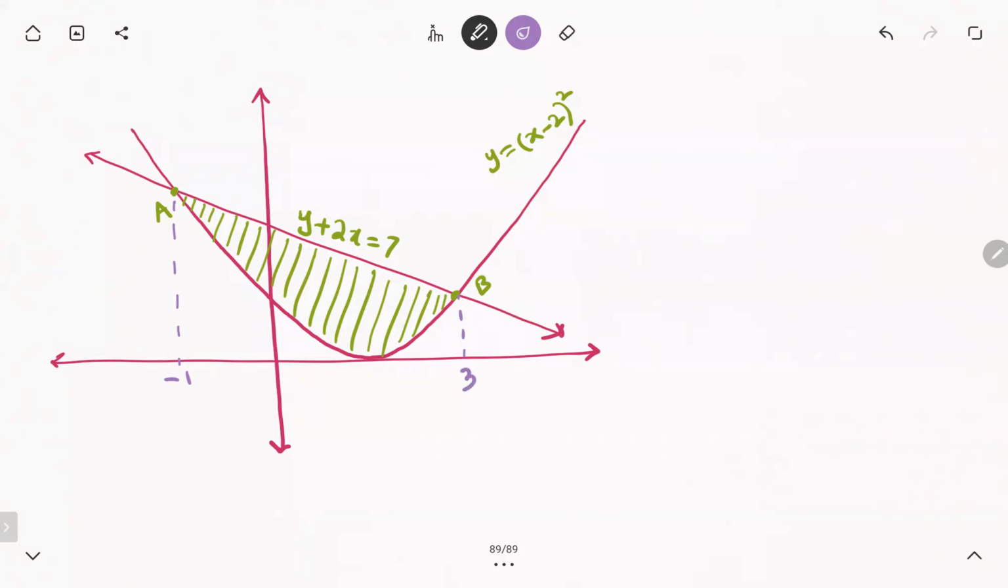So you have to now integrate both curve and line from the limits -1 to 3, and then you'll subtract their areas, you'll get the shaded area.